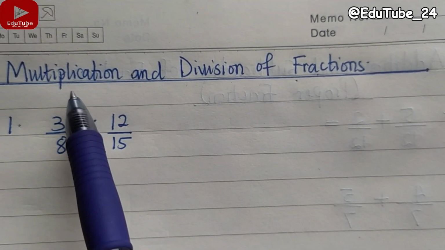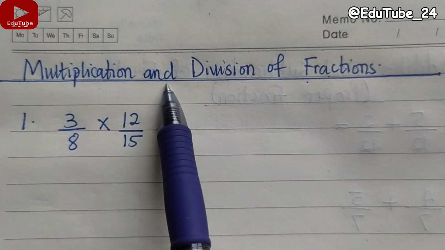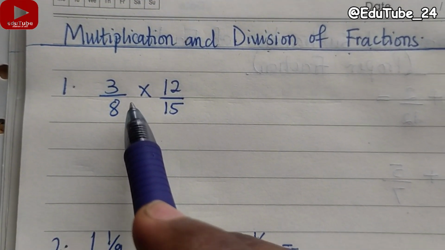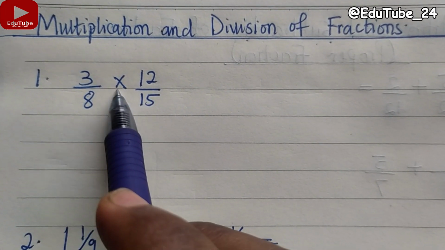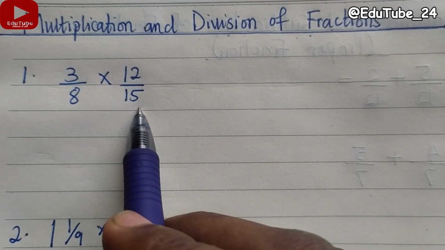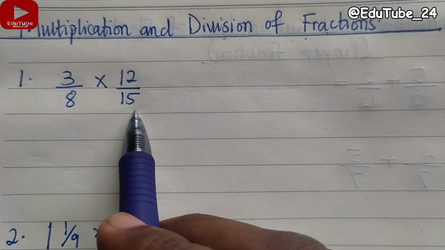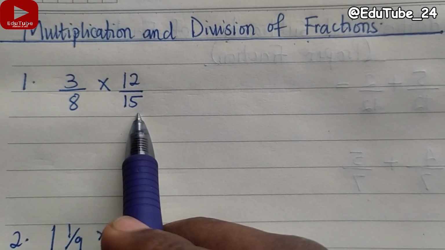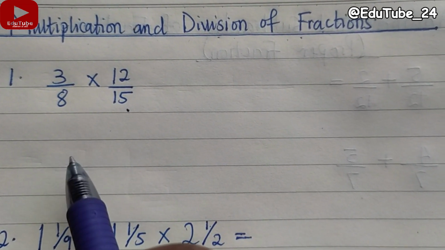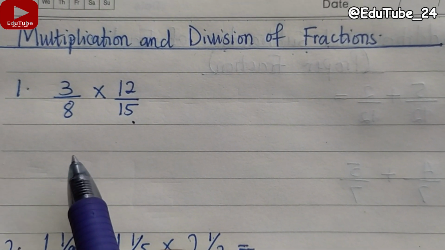In this lesson, we are going to learn multiplication and division of fractions. So our first example, we are multiplying 3 out of 8 by 12 out of 15. To multiply these fractions, the first thing we will look out for is the common factor that can divide the numerators and the denominators to simplify the fractions further.